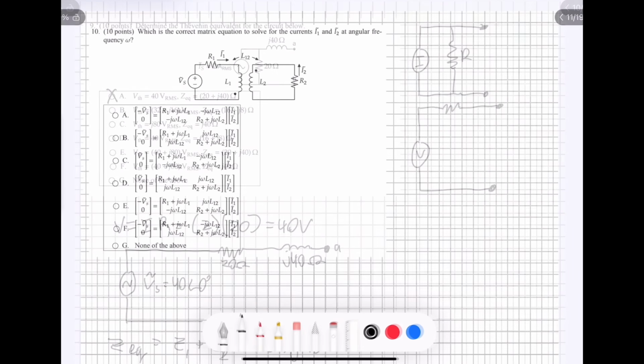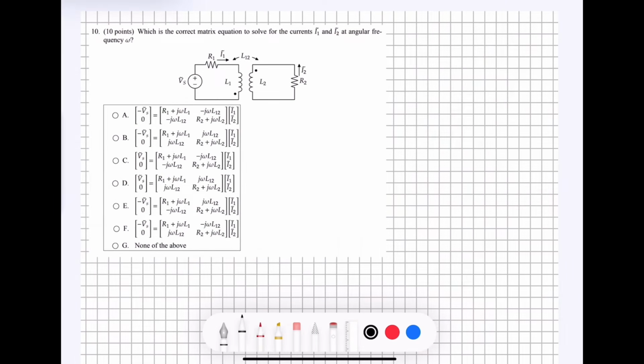Question number 10 asks us, which is the correct matrix equation to solve for the currents I tilde 1 and I tilde 2 at angular frequency omega? So what we want to notice about this circuit is that there are two inductors right here that have mutual inductance and are dependent on each other. We know this because of these dots here and the fact that these two inductors are right next to each other. These dots indicate mutual inductance, and we can see that they're on opposite sides of the inductor.